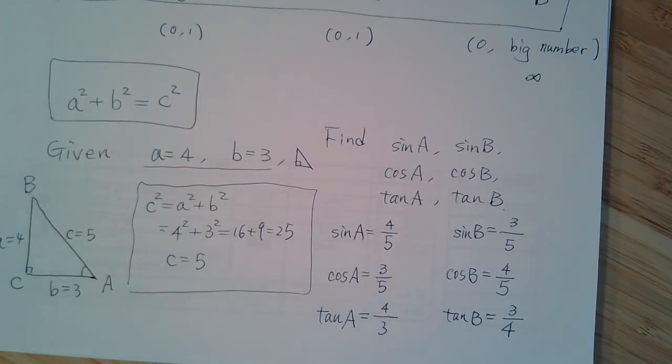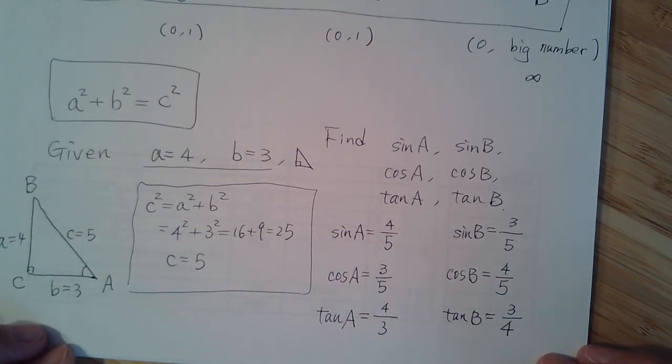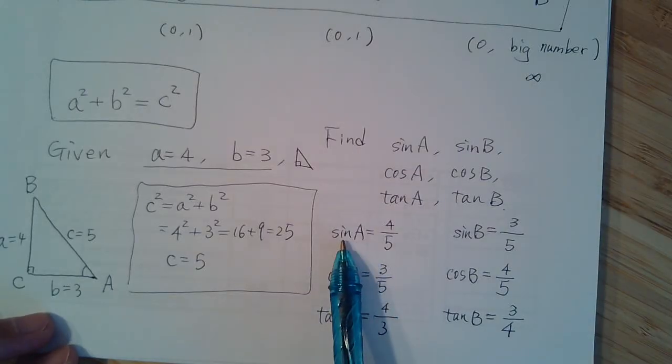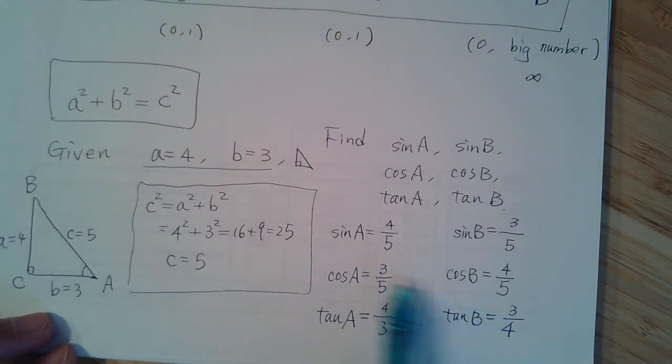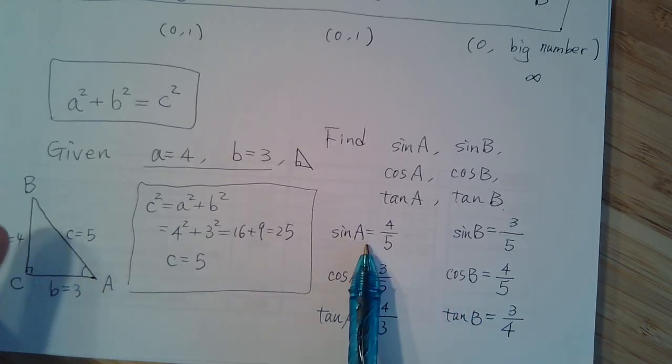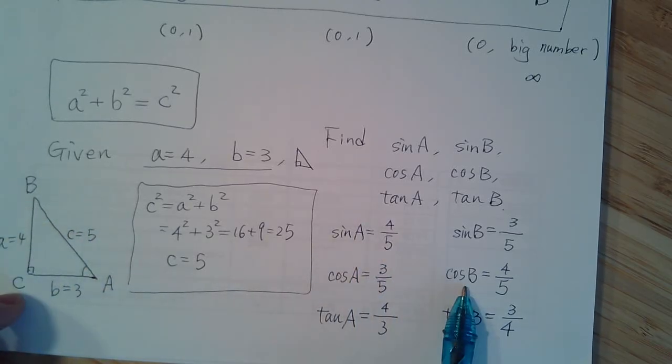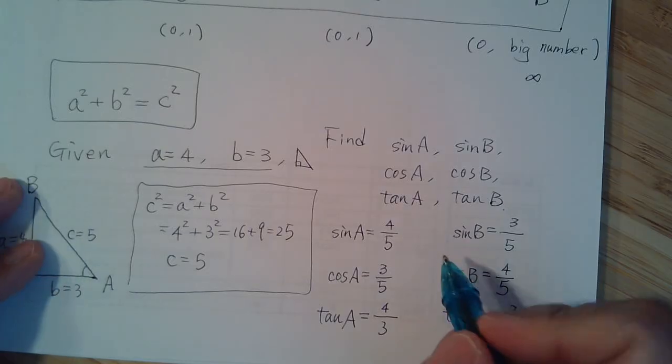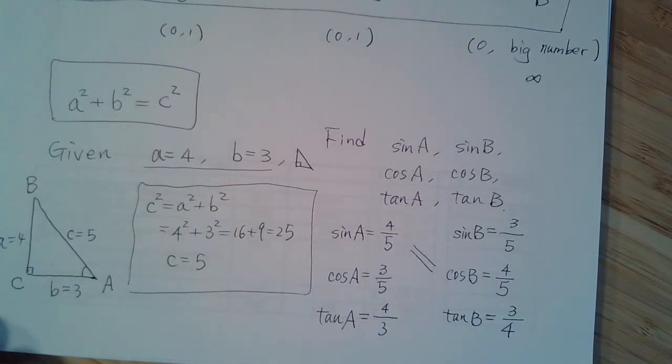Okay, so if I give you two sides, can you find the sine, cosine, tangent function for any angle here, A and B? Yeah, see, this is a good example. Now I want you to take a look at this. Did you notice that sine A and cosine B are the same? Because sine A is 4 over 5, and cosine B is 4 over 5. So these are the same.